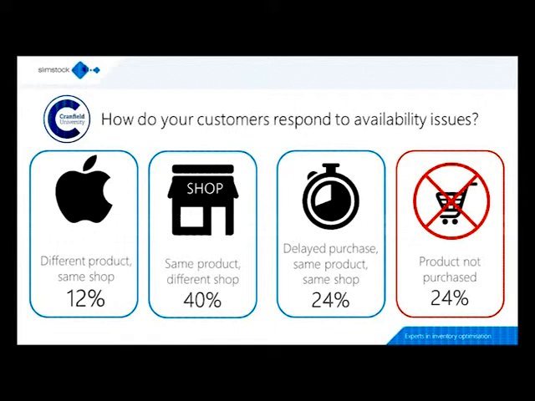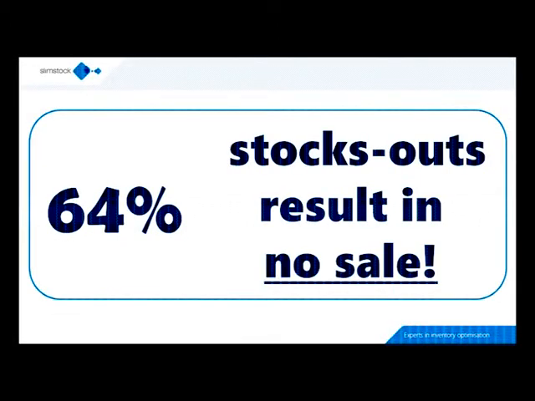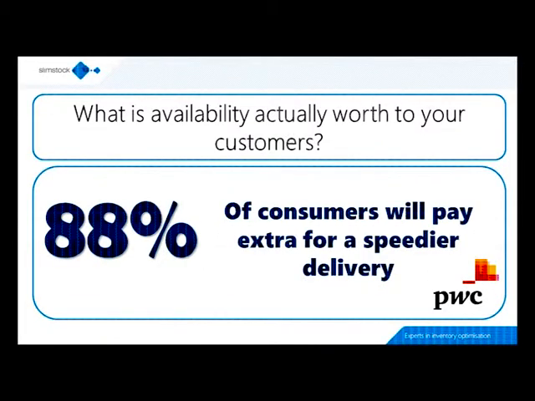So if you look at the 40% that bought the same product at a different shop and the 24% that didn't buy the product at all, 64% of people won't buy, or stockouts result in no sale. So when it comes to what availability is actually worth to your customers, 88% of customers will pay more for a faster delivery, as I did.